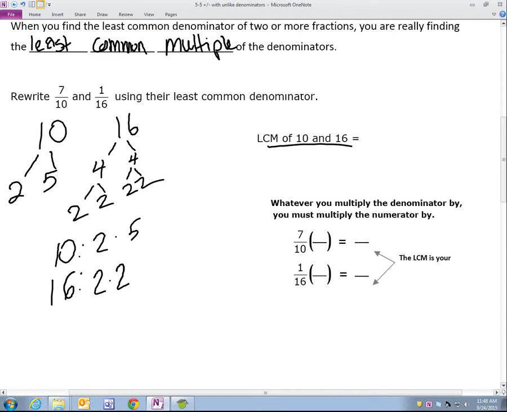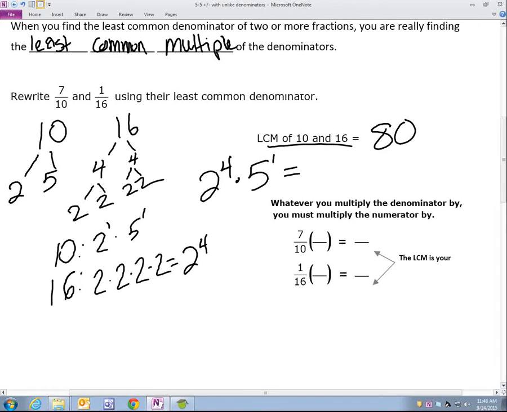I have 2 times 2 times 2 times 2, which is equal to 2 to the 4th. And in the prime factorization method of finding the least common multiple, we're going to take the highest powers of each of these numbers. So this is 2 to the 1st, that's 5 to the 1st, and multiply them together. So I have 2 to the 4th times 5 to the 1st, which is 16 times 5, which is 80. If you would have done just multiplying together, that is a multiple of both, but it's not the least common multiple. So that's 80.